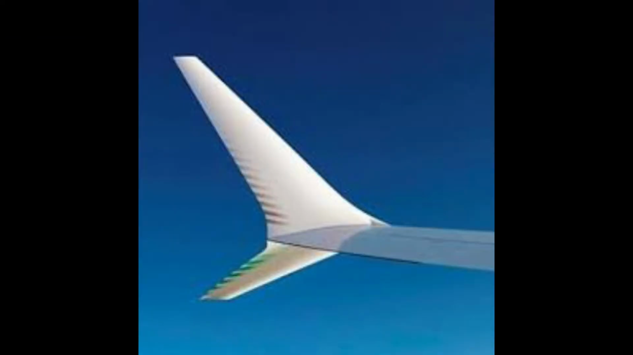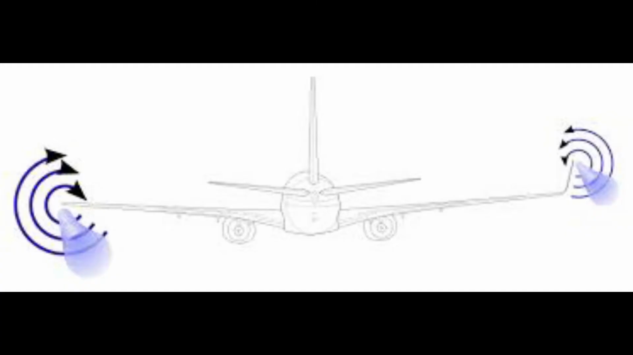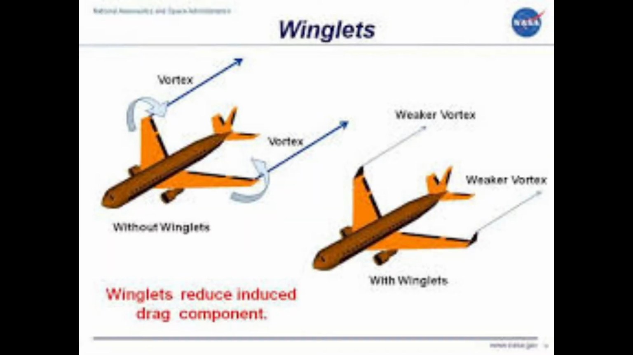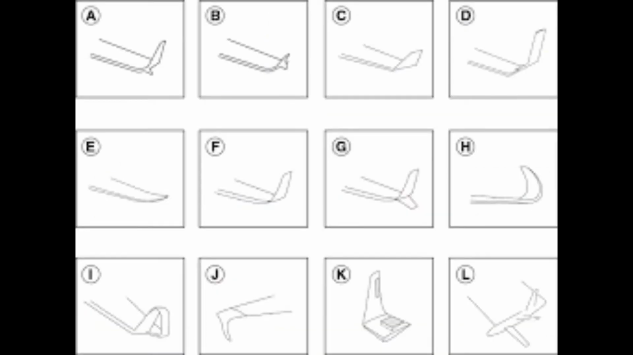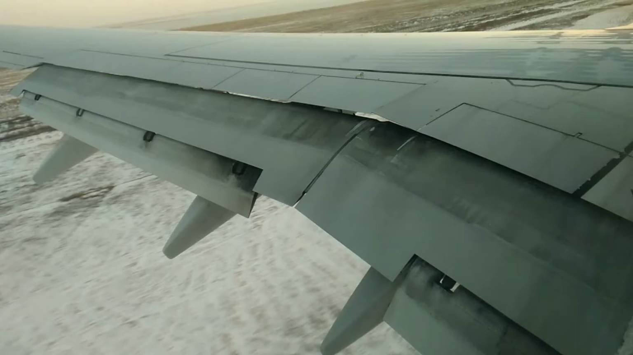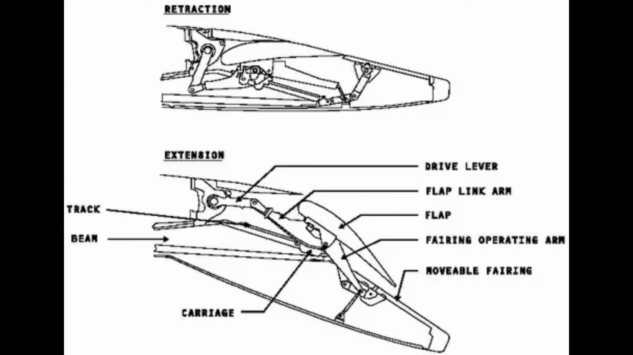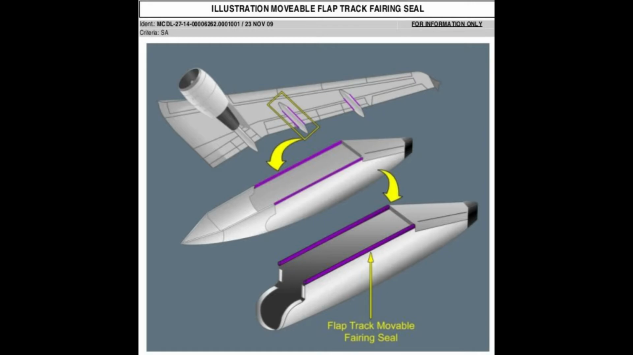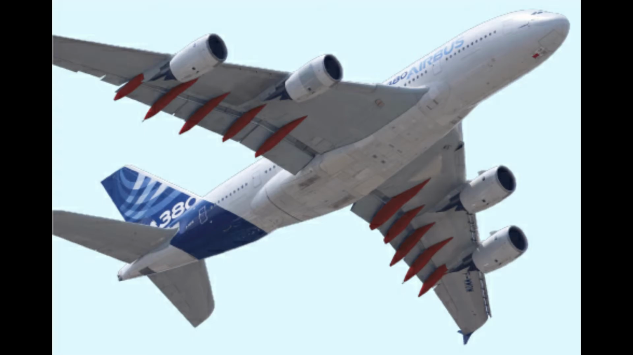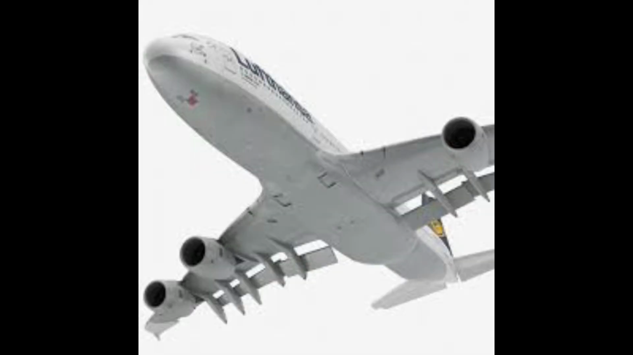Winglets are the devices that are present at the tip of the wings that help to reduce induced drag by avoiding formation of vortices. Flap track fairings are the structures that hold the mechanism to control the ailerons, flaps, and slats to deploy them and are present at the downside of the wing structures. Flap track fairings are located along the trailing edge of the wing. These fairings house the mechanism to deploy the wing flaps.